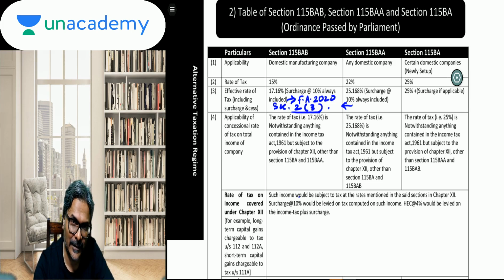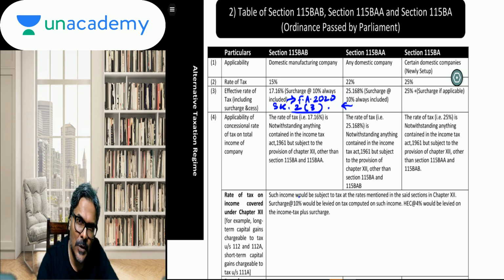And hence, the effective rate that needs to be loaded would be 10%, and you will now get 17.16% as your final effective rate for 115BAB. For 115BAA, it would be 25.168%. That will finally be the effective rate after loading the surcharge.